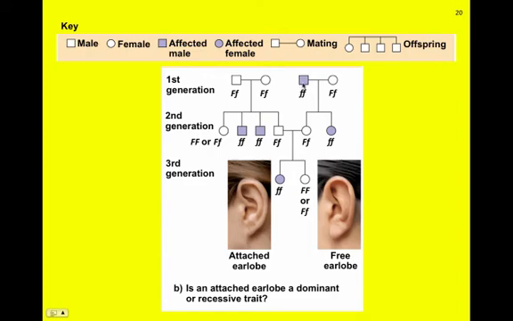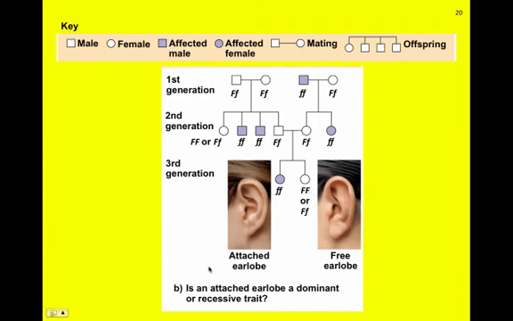One individual in this mating has attached earlobes, mates with someone that has a free earlobe, and they mate and have offspring, 2 girls. One female has attached earlobe and the other has a free earlobe. And then you see here that 2 individuals that have free earlobes mate, have 2 daughters. One has an attached earlobe and the other has a free earlobe.